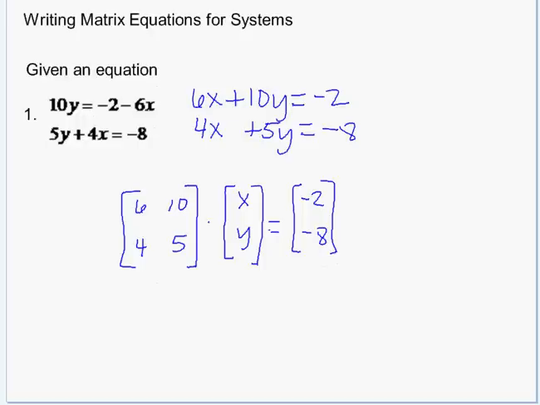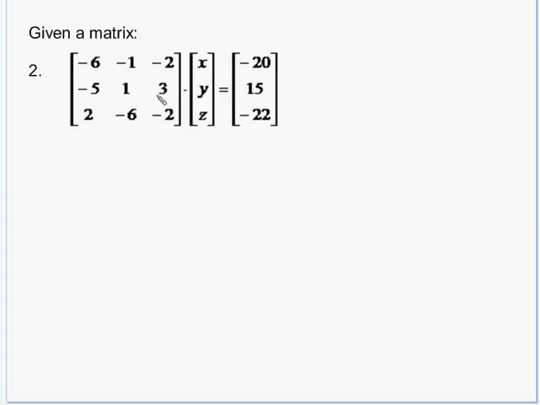Now on the second one, we have a matrix, but we have to go into an equation. So if you think back to when we multiplied matrices, remember we said row times column. So if we were to just take this row and multiply it back through this column of variables, you would have -6x minus y minus 2z, and then we'll have it set equal to our answer over here. So equals -20.